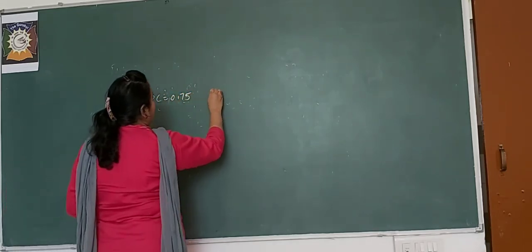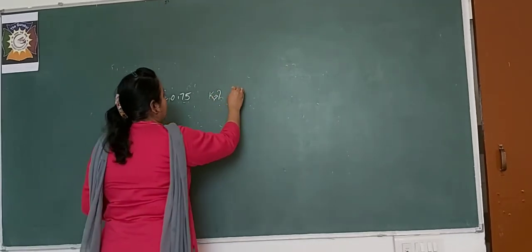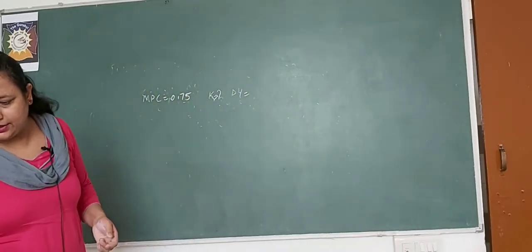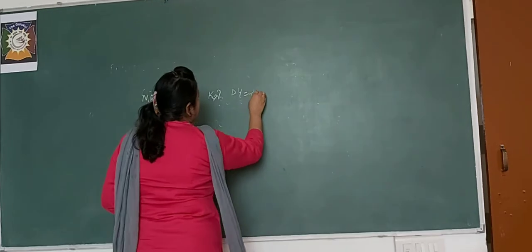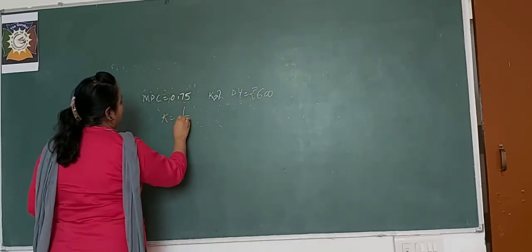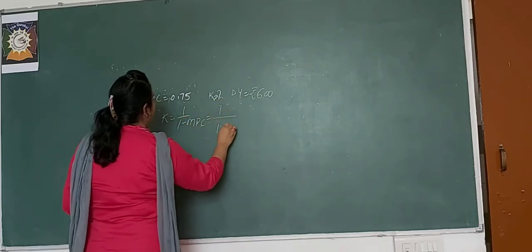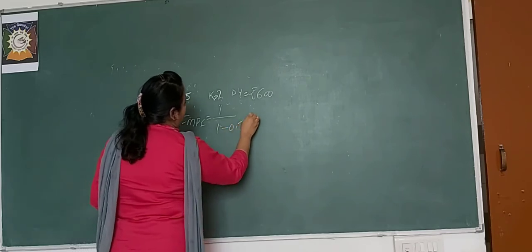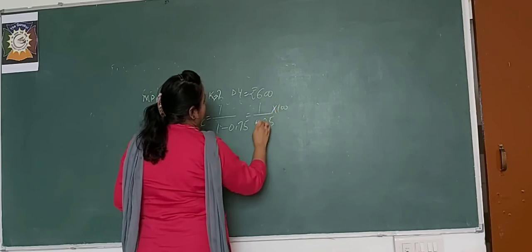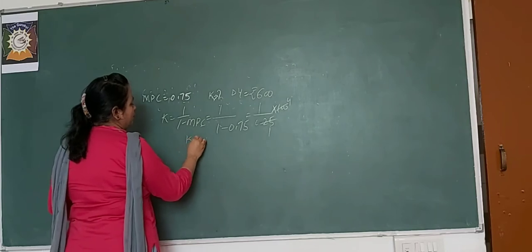0.75 and K you have to find. Income increased by rupees 600. So let us start. K is equal to 1 upon 1 minus MPC, that is 1 upon 1 minus 0.75. It means what it will be, 0.25 multiply 100, this will be 1 and 4. The value of K is equal to 4.